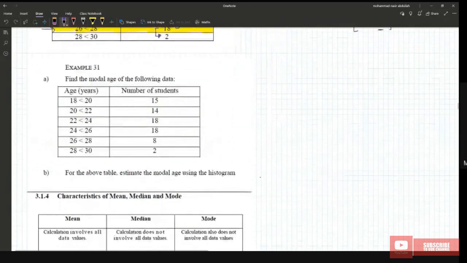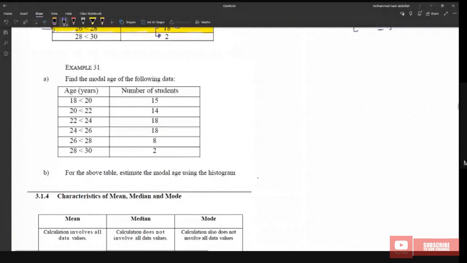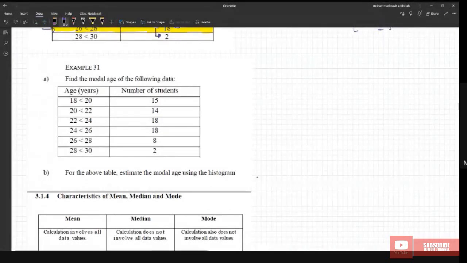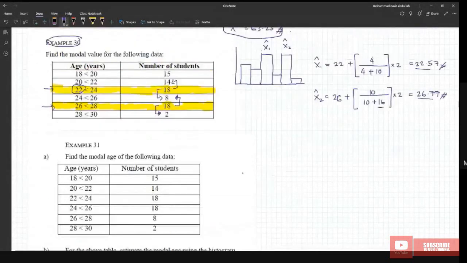Alright, now look at example number 31. Right, do you understand example number 30? Any questions? Right? If it is 21.5, it's not logical, because the range must be within 22 until 24. Right? So, do you understand? Is there any question so far before we proceed to the last example?